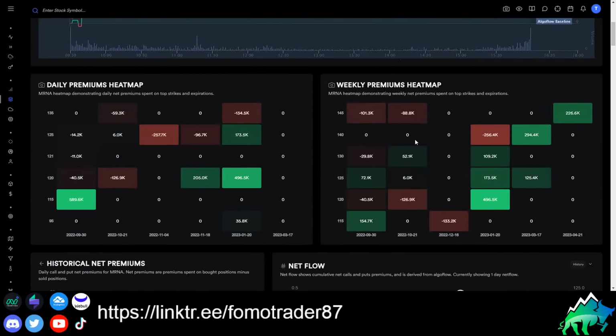Looking at the heat map here for the 9:30 expiration, we got some 115 calls, which are already in the money. But then we had a little bit of money spent here on the 125 calls.